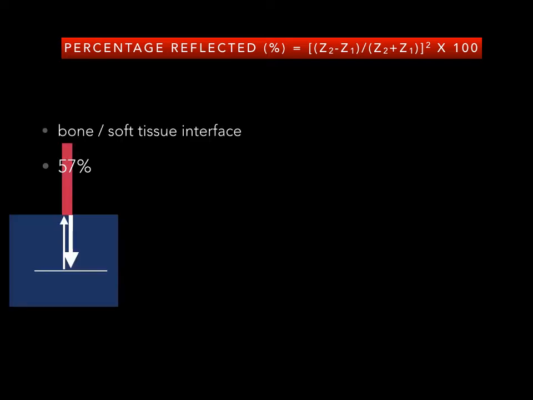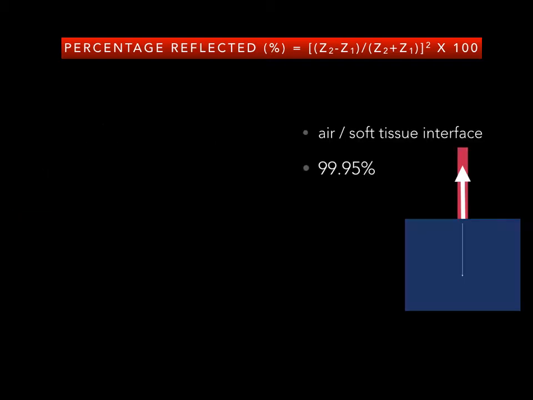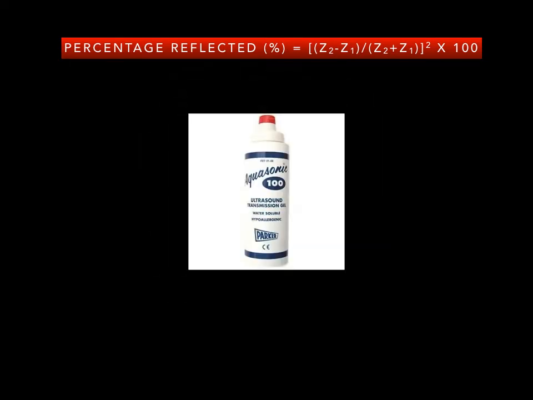At the bone soft tissue interface, 57% is transmitted. At the air soft tissue interface, 99.95% of the ultrasound is reflected. This means that only 0.05% is transmitted. This poor transmission through air soft tissue interfaces is overcome by using coupling gel. The poor transmission through bone and soft tissue interfaces necessitates the use of acoustic windows.